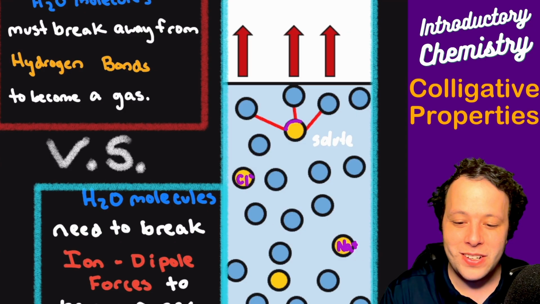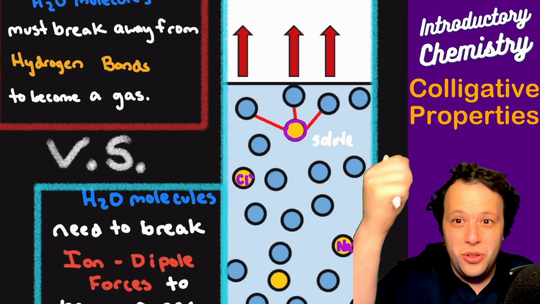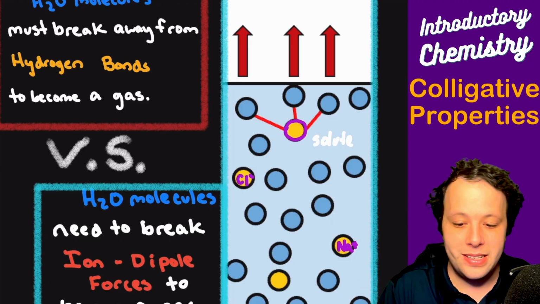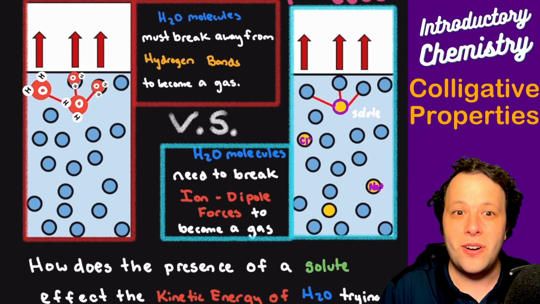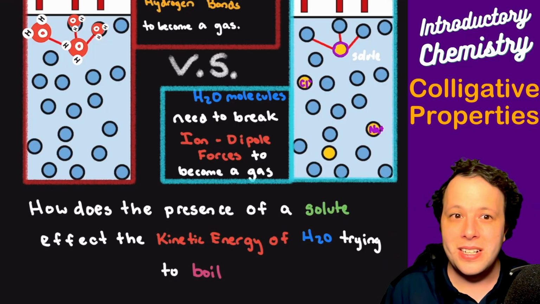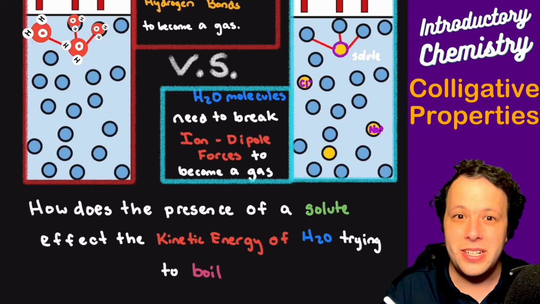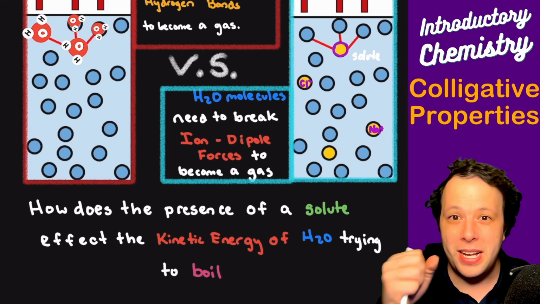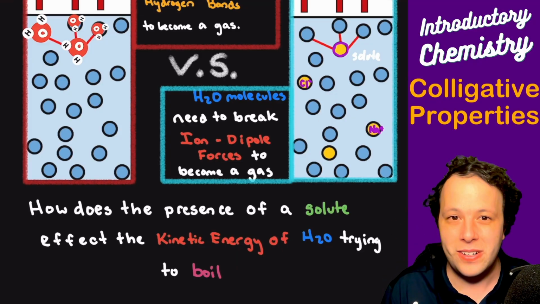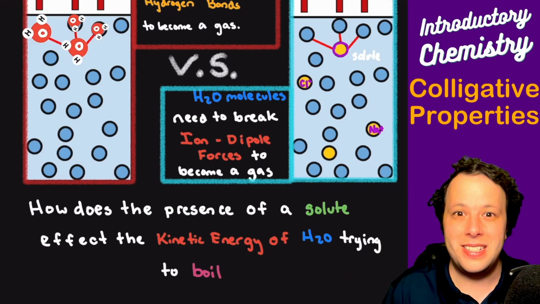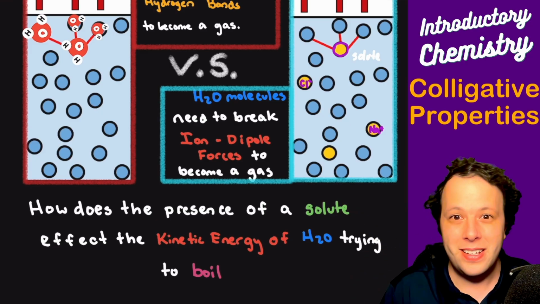The salt is going to be holding on to the water molecules. It's like, no, it doesn't want them to leave. It's a similar idea. So the stronger the intermolecular force, the harder it is. So the question I would ask is, how does the presence of a solute affect the kinetic energy of water trying to boil? Essentially, it requires more of it to happen. It holds things back because the forces are stronger. It's going to take more temperature to be able to leave the liquid phase for the gas phase. And that's one way we want to think about it as we move forward.